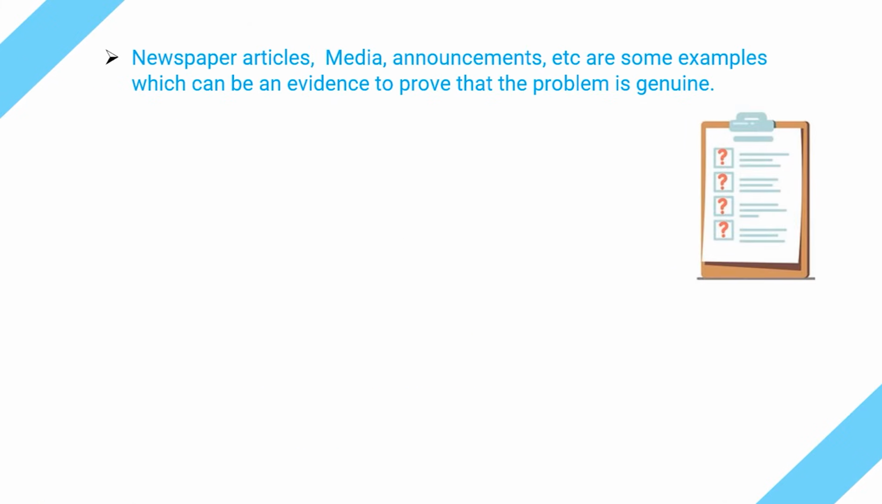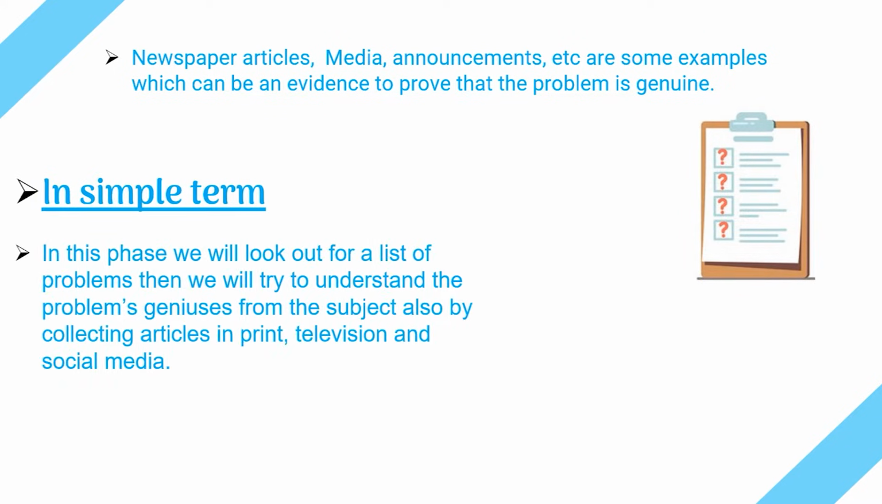Newspaper articles, media announcements, etc. are some examples which can be evidence to prove that the problem is genuine. In simple terms, in this phase, we'll look out for a list of problems, then we'll try to understand the problem's genuineness from the subject expert, also by collecting articles in print, television and social media.